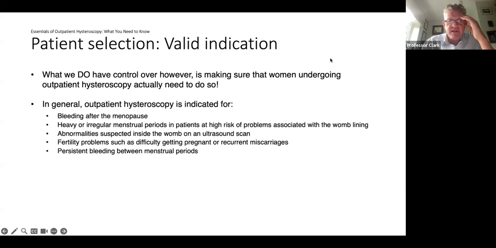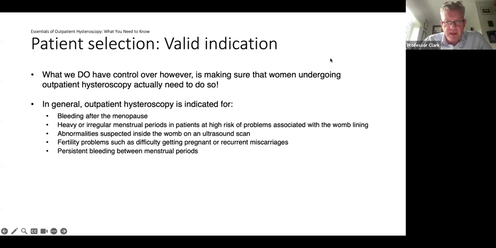So we certainly need to think carefully about whether a hysteroscopy is indicated. Can we manage it more simply with, for example, an ultrasound imaging? Do we need to do this hysteroscopy? So in general, the indications for outpatient hysteroscopy are related to either abnormal bleeding or reproductive issues. So abnormal bleeding would be things like postmenopausal bleeding.